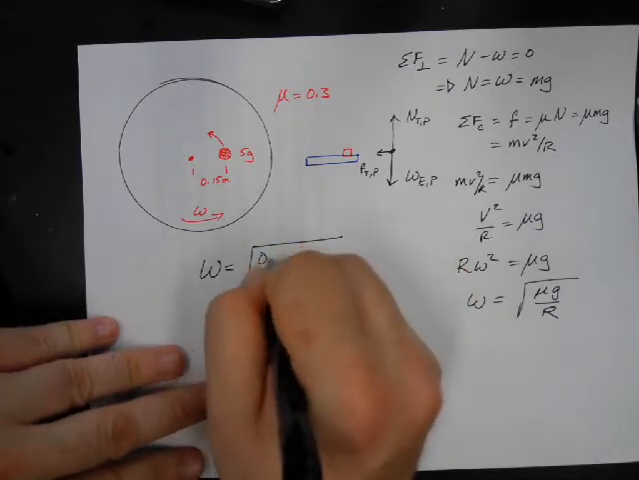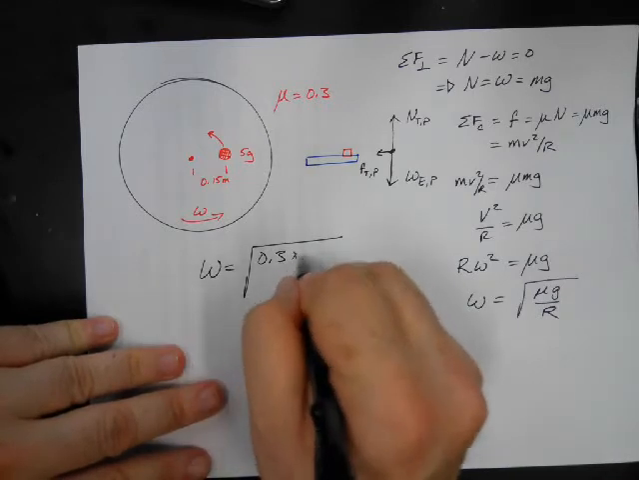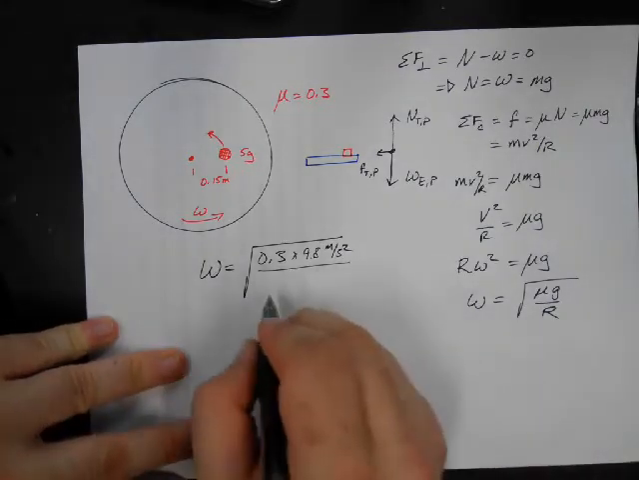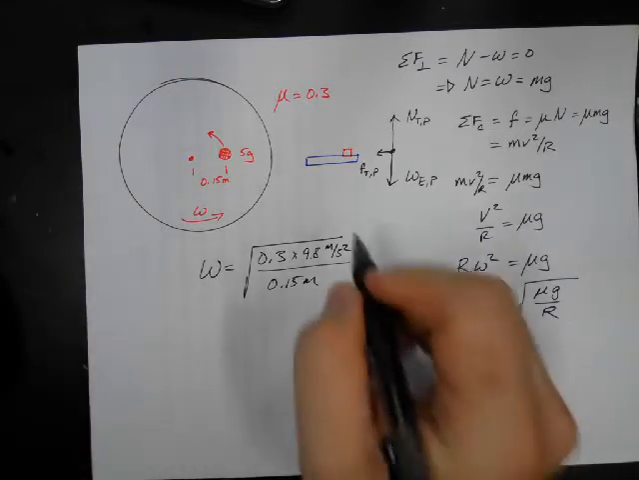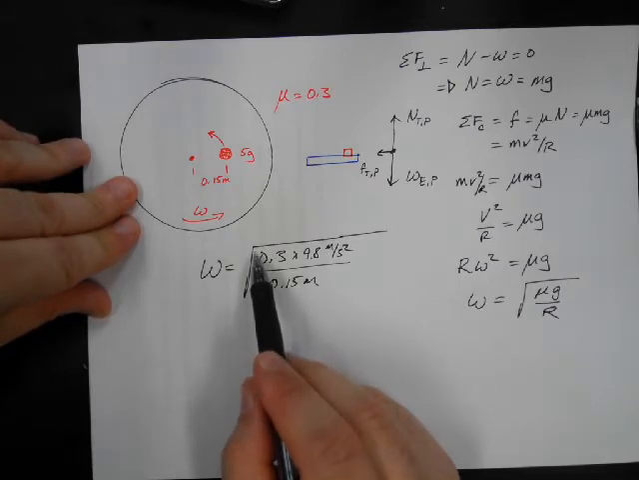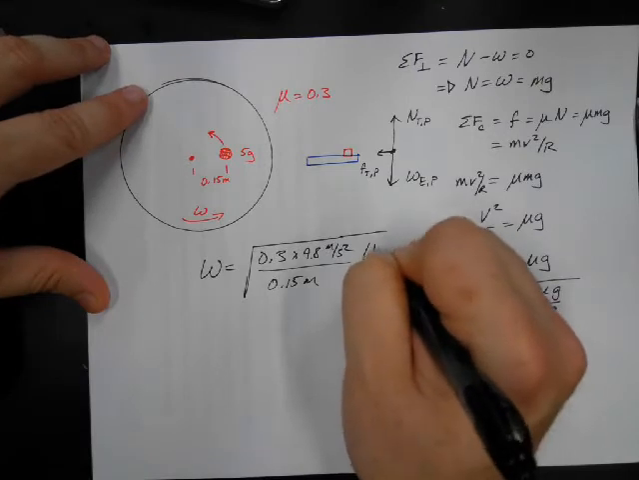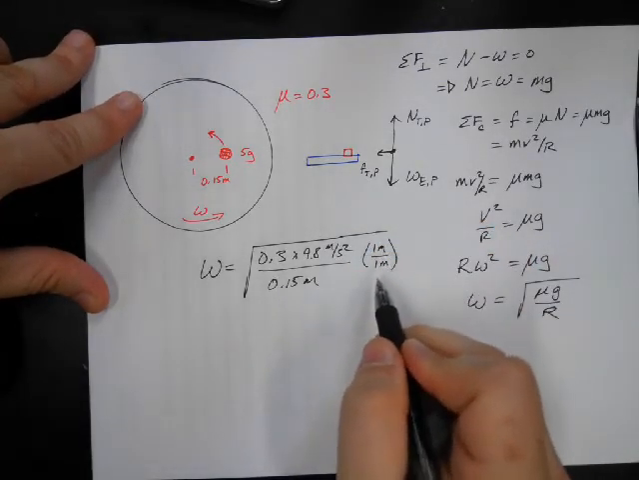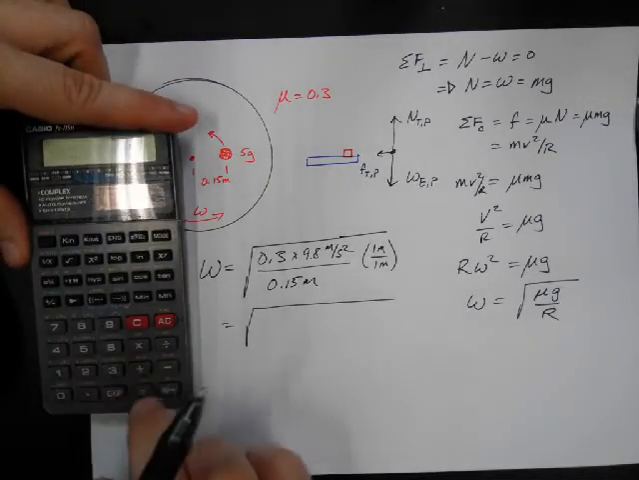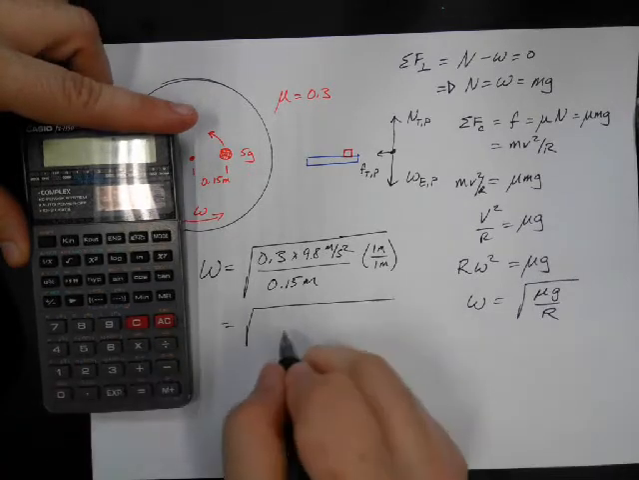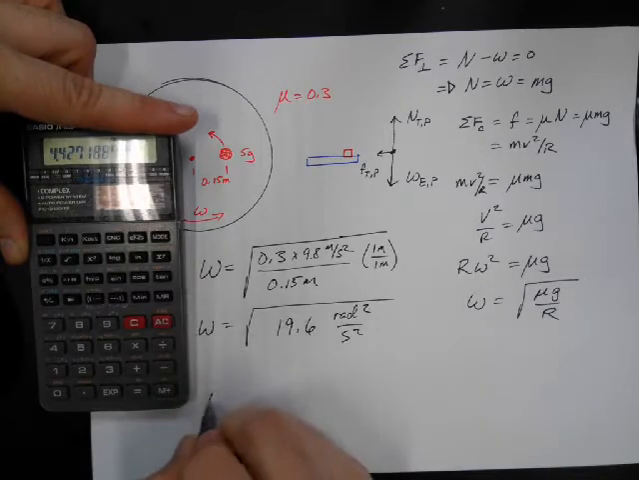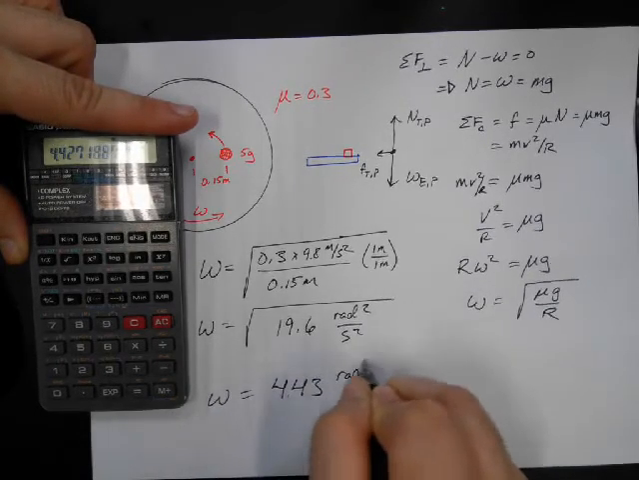Omega is the square root of 0.3 times 9.8 meters per second squared over r, which is 0.15 meters. And what's going to happen is we have 1 meter over 1 meter, so that's a radian again. But we're in a square root. We don't know what a square root of a radian is, and we're going to cheat. We're going to slip in 1 meter divided by 1 meter. So that's going to give us another radian. So we'll have the square root, and then the thing under here is 0.3 times 9.8 divided by 0.15, which is 19.6 radians squared per second squared. So that square root, omega, is 4.43 radians per second.